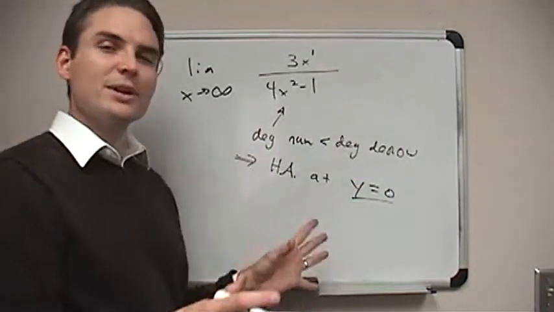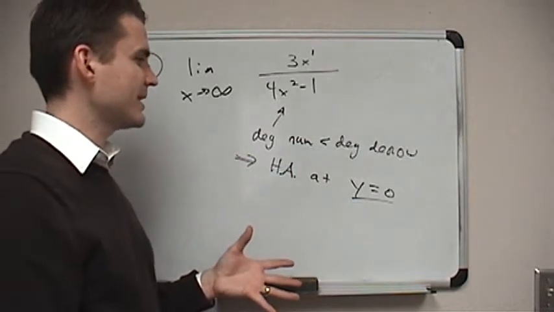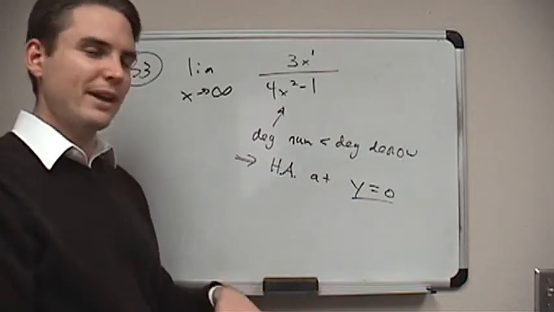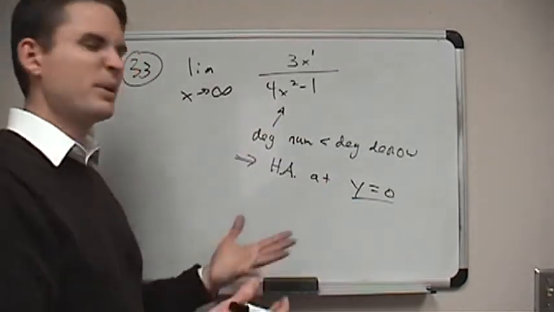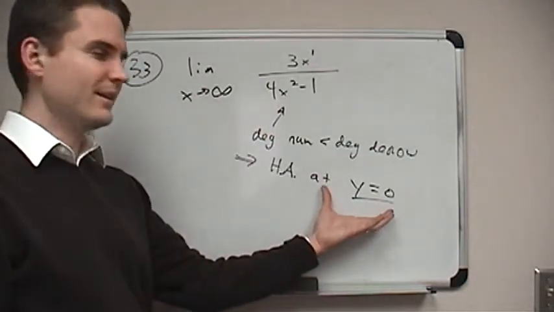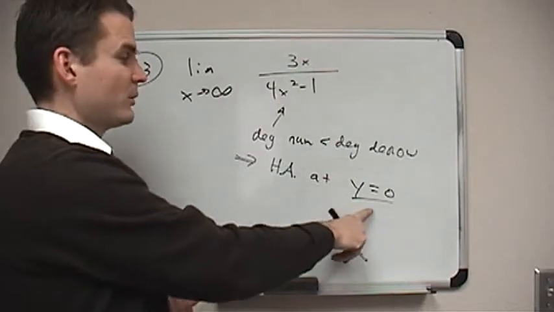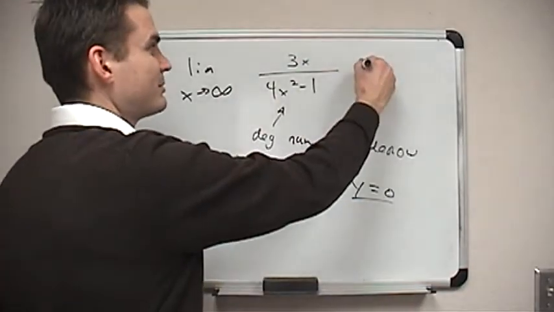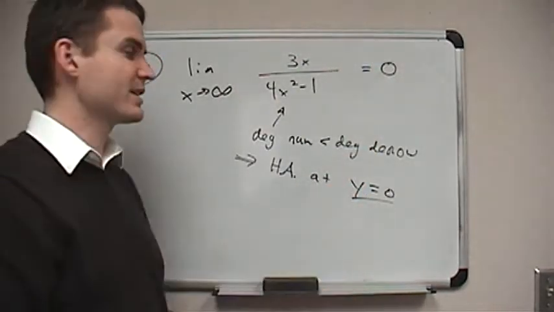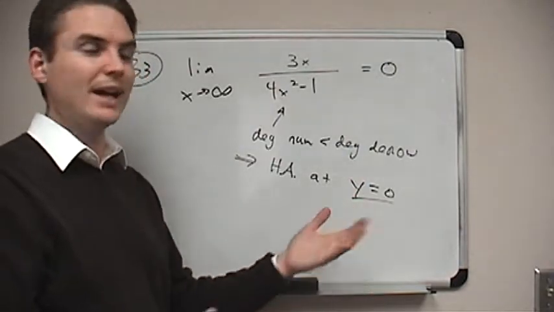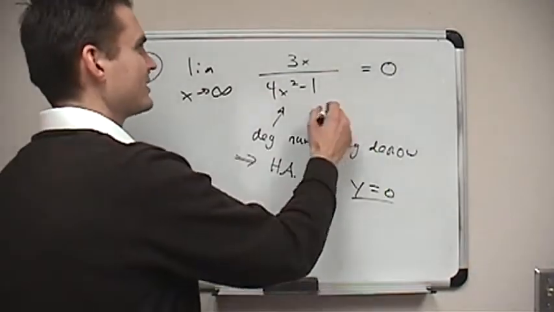If we wanted to, we could construct a table of values and put large numbers in for x, but we don't have to do that. We know from the theory on horizontal asymptotes that if this function has a horizontal asymptote at y equals 0, then this limit must be 0. The function must be approaching 0 to get close to this line, y equals 0. Okay, so that's the limit.